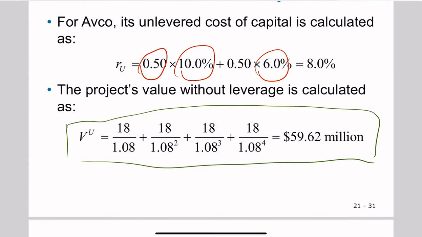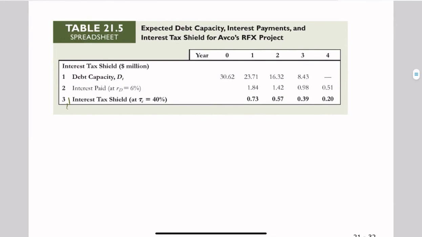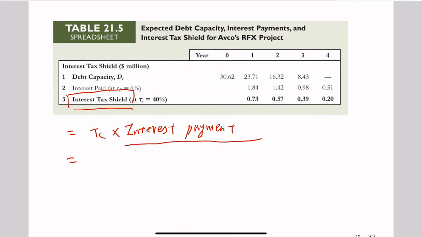And then you will think about how do you find out the present value of the interest tax shield. So now we will have to go back to this Corporate Finance 2 thing, right? About interest tax shield. First, how do you calculate interest tax shield? So remember that interest tax shield equals the corporate tax rate times interest payment. And what is interest payment? Well, this is easy, right? It's just interest rate times debt.